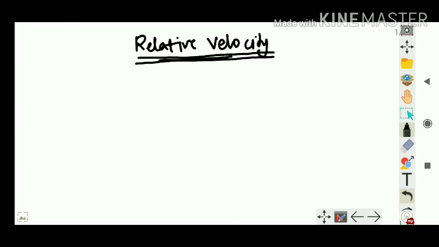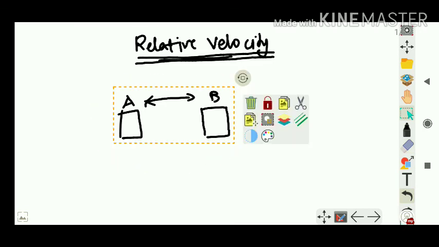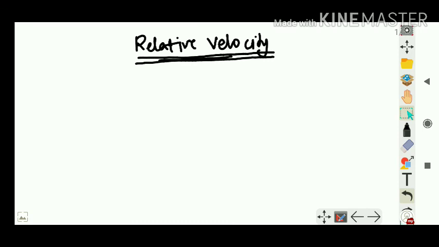Relative velocity means the velocity of one object is compared or related with the velocity of another object, right? Some introduction to this has been taught in your first video class, I believe. So what do we mean by comparing the velocities of two objects, right?